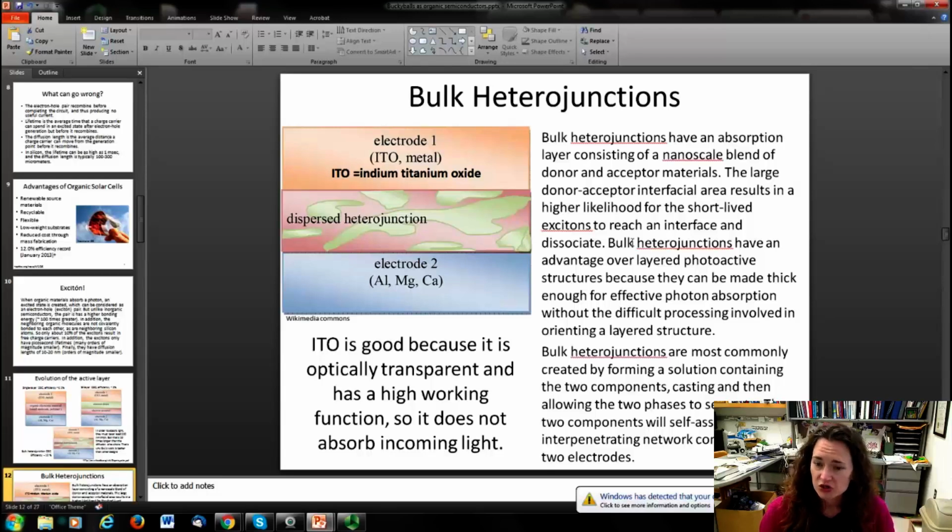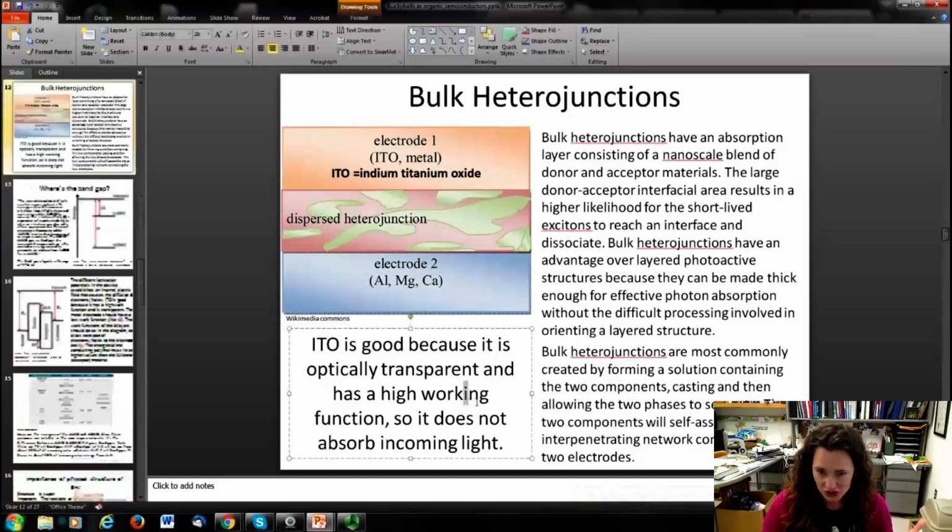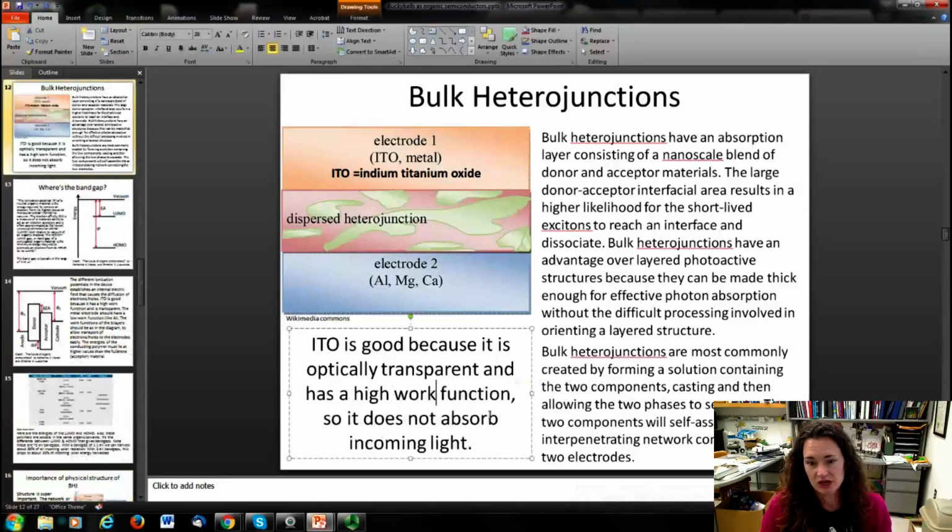Bulk heterojunctions are most commonly created by making a solution containing both components, then casting and allowing the two phases to separate. The two components will then self-assemble into an interpenetrating network connecting the two electrodes. Now, as far as the electrodes go, ITO is good because it's optically transparent and it has a high work function, so it doesn't absorb the incoming light.